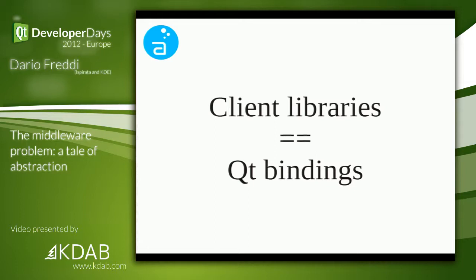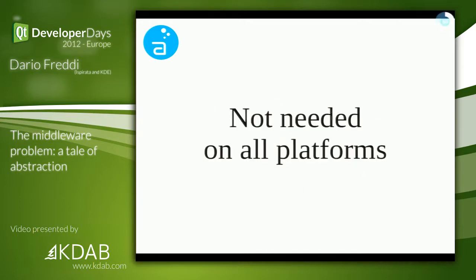We have several middleware components which have been bound by Qt and are now usable with all their features in a very easy Qt-based API compared to the native platform API, which might be GObject, might be Windows Forms, might be macOS and Objective-C, or you call it even Python. And of course, they are not needed on all platforms.